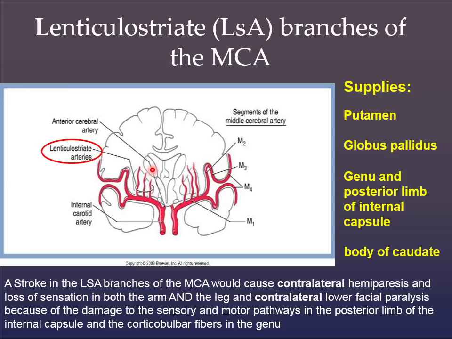A stroke in these branches of the MCA on one side may cause contralateral hemiparesis and a loss of sensation in both the arm and the leg, because all of that travels through the internal capsule, and also contralateral lower facial paralysis because of damage to both the sensory and motor pathways in the posterior limb of the internal capsule and the corticobulbar fibers in the genu.